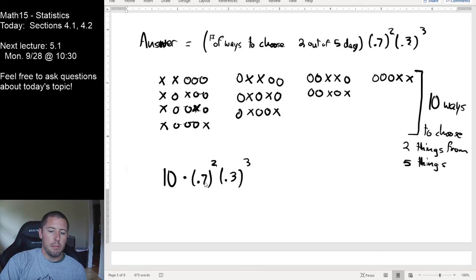0.7 is the probability of success. 2 is the number of successes we want to see. 0.3 is the probability of failure. 3 is the number of failures we want to see. How many ways could we get 2 successes out of 5 total trials? It looks like there's 10 ways to experience 2 successes out of 5 trials total. And so in total, if I multiply this up in my calculator, 0.7 squared times 0.3 cubed times 10, I am getting 0.1323.